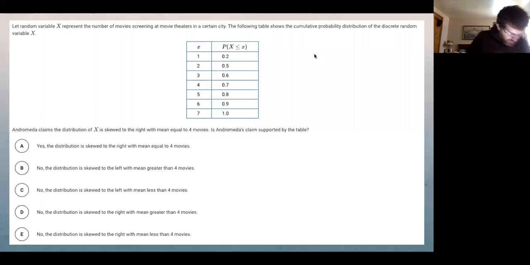All right, this problem right here, we are looking at a probability distribution. It's a cumulative probability distribution for a discrete random variable X, and it happens to be number of movie screenings at movie theaters in a certain city.